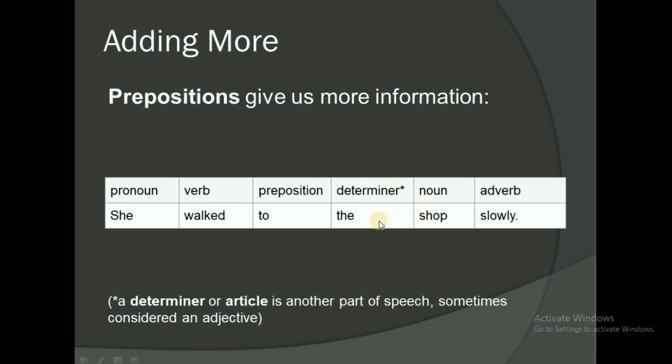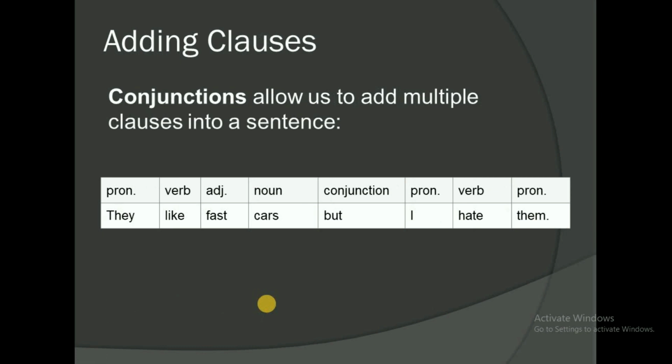Please pay attention to this note here. A determiner or article is another part of speech, but is sometimes considered an adjective. I did not cover them here today. I'm including them as a kind of adjective, but you may see some people refer to 9 parts of speech and use the article.